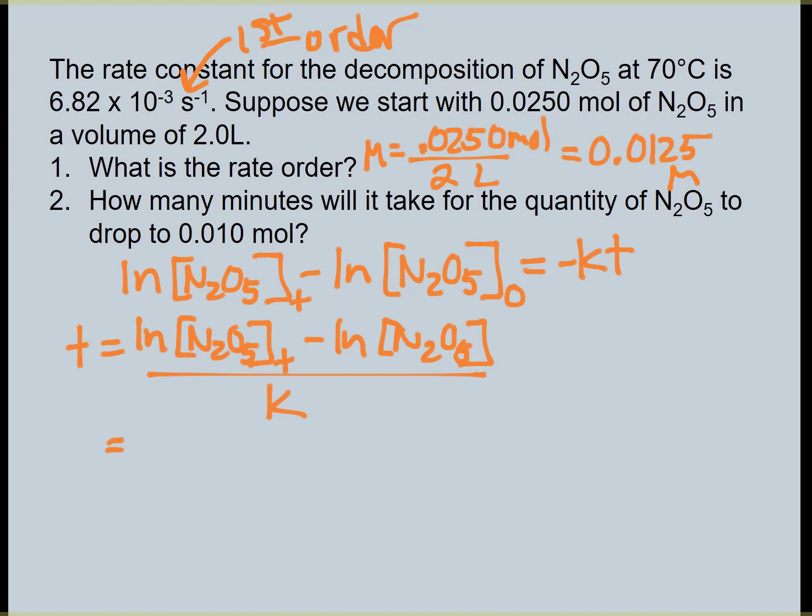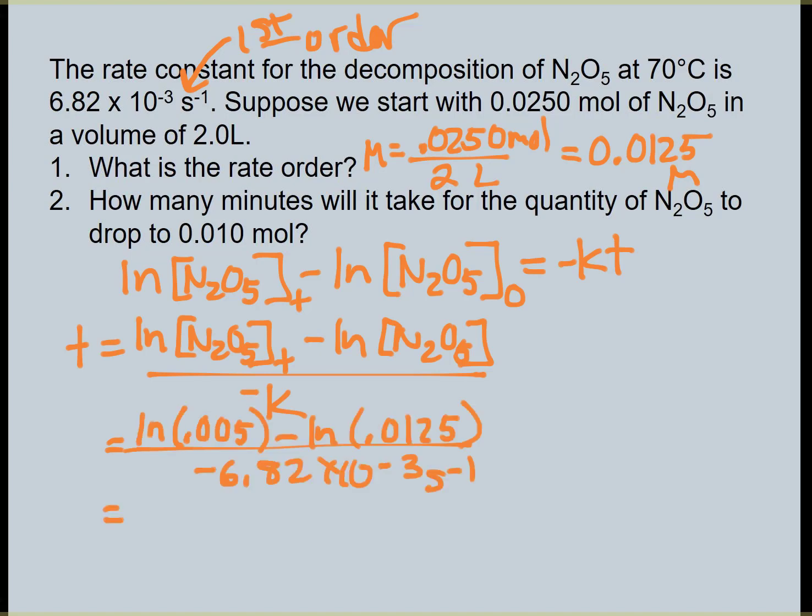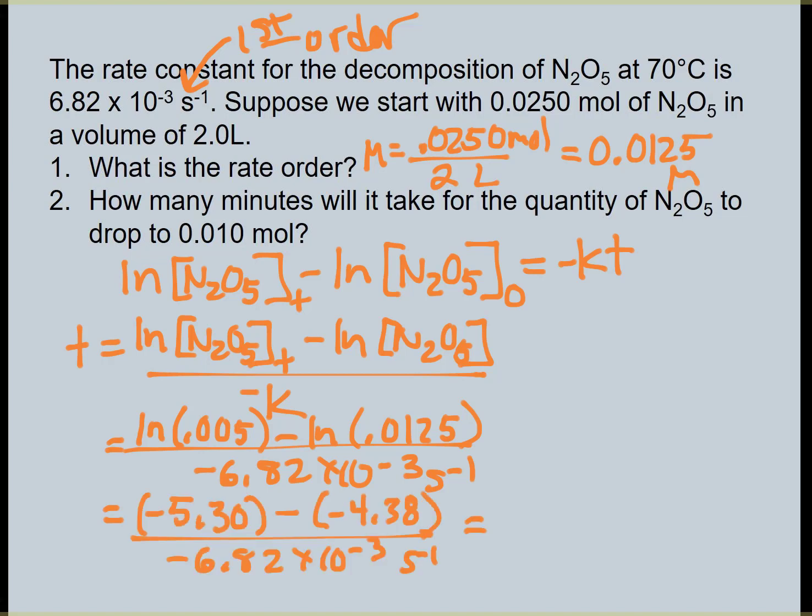Let's go ahead and plug our numbers in, and then let's take the natural log of those numbers. Watch your negatives. And we get for our answer 134 seconds. And if I divide by 60, I would get 2.2 minutes, which is what was asked, how many minutes will it take. So that is how you do that problem.